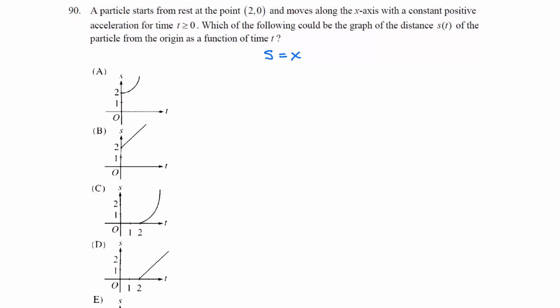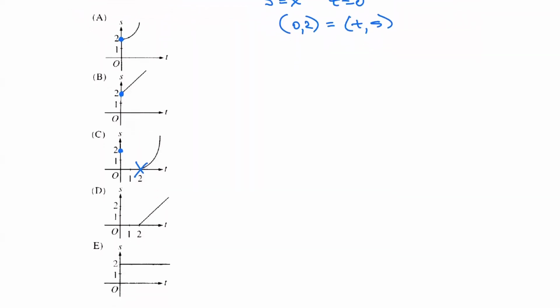And so this has to start at the point when t equals 0 and s equals 2. So the point has to be (0, 2) on the graph. This is when t is equal to 0 and s is equal to 2. So really, this is a potential possibility. This is a potential possibility. This is not, because it doesn't start at (0, 2). This is also not the case, because it has to start here. And then potentially E is also a possibility. So we have to choose between A, B, or E.